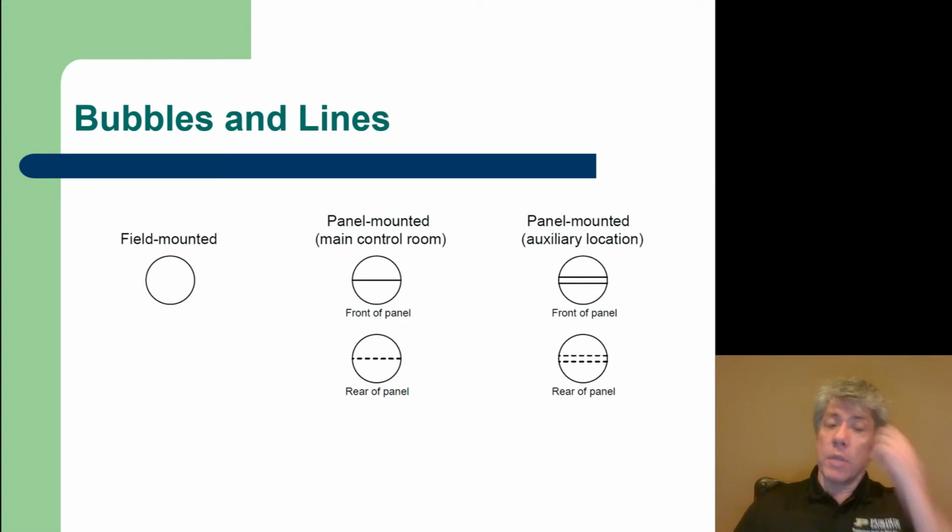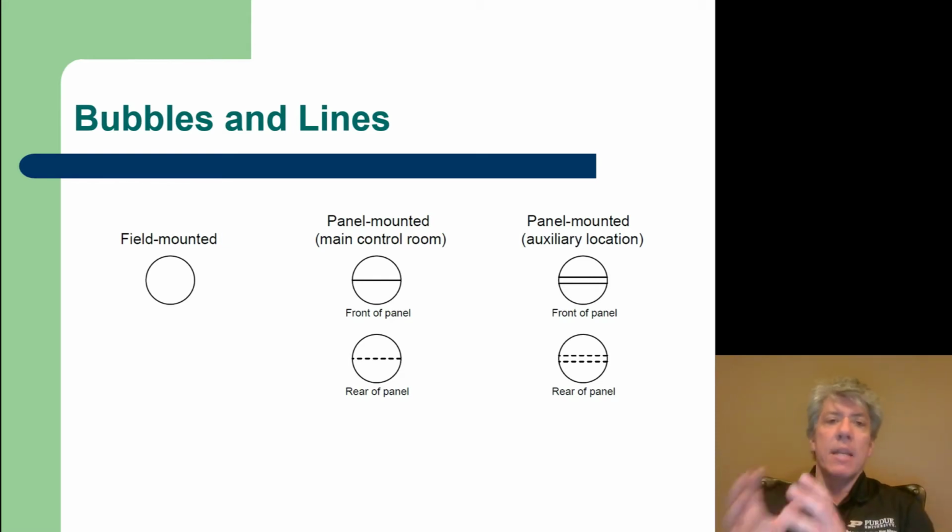So if you see a circle that's indicating some type of transmitter or controller, and it has no line in it, that means that this is a field-mounted device.